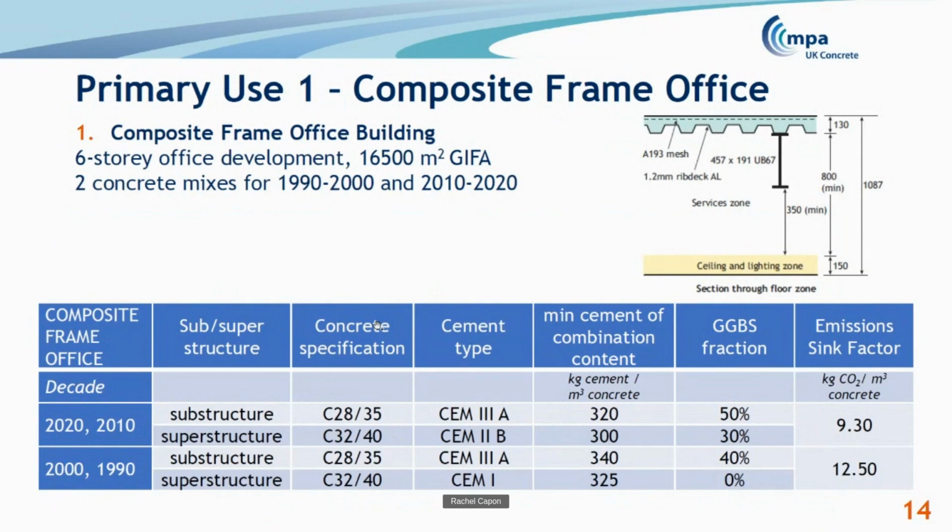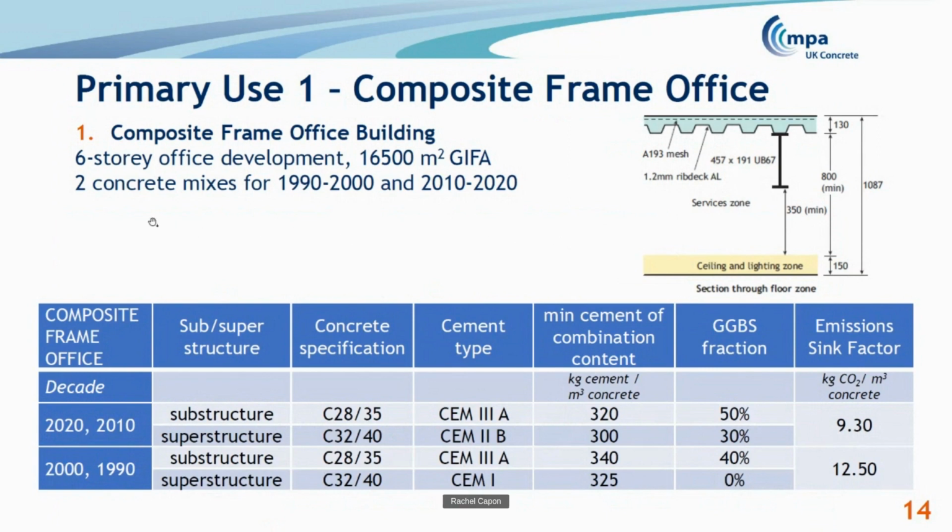Okay, so the first primary use application that we considered is our composite frame office. So we've got a case study building, which is a 6-story office development. So you can see here the section through the floor zone. So most of the carbonation will take place on this upper surface above. So from the floor, because there's a void here, there won't be any carbonation on this metal surface here. There'll also be some carbonation in the foundations and the cores.